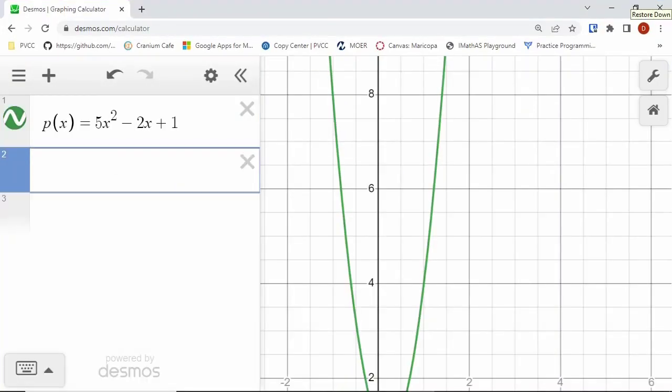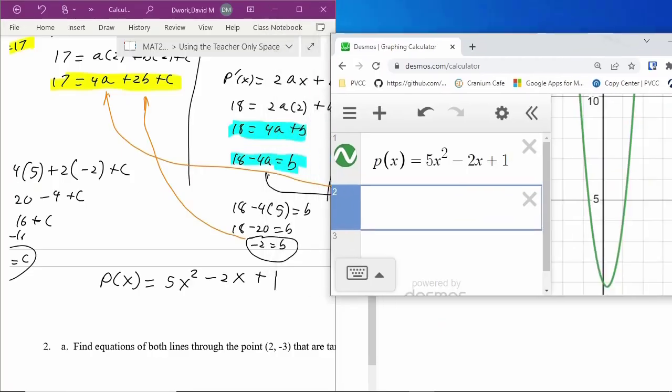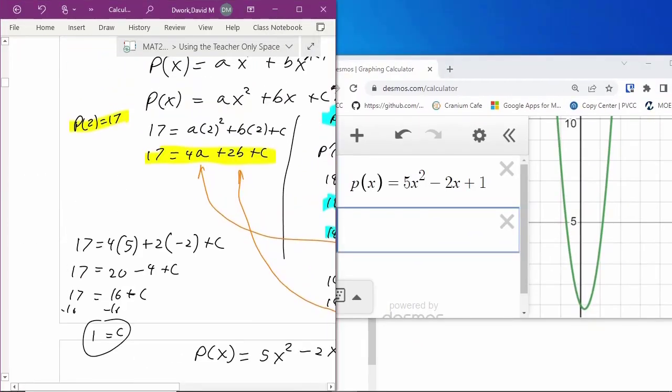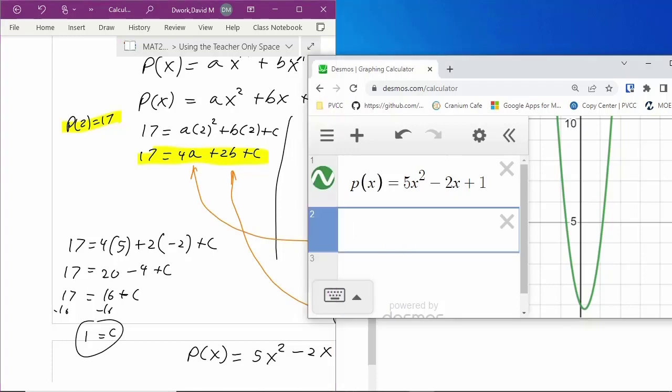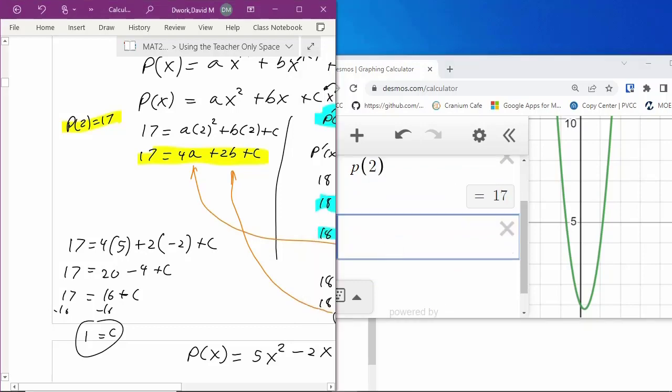And now to make sure I did it right, what I'm going to do is say, well, what were the values I was supposed to have? Well, the first value I was supposed to have was when I sub in 2, I get out 17. So if I type in P of 2, it gives me 17. Perfect.